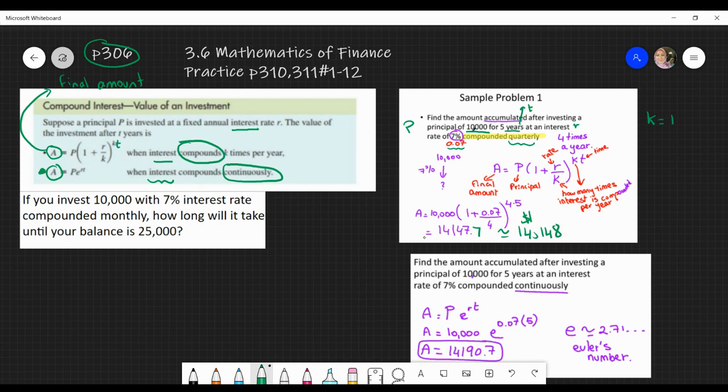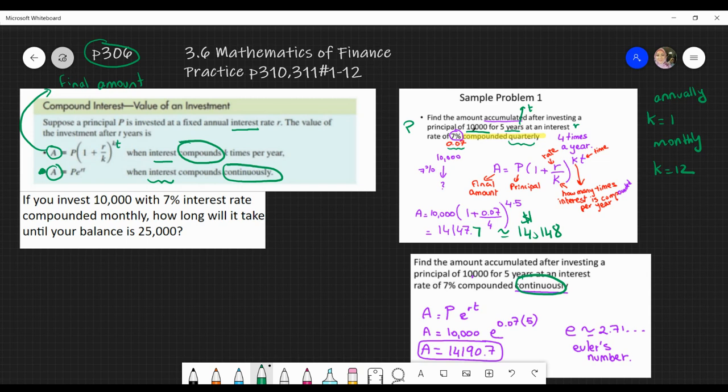Other values of K could be 1 if the word problem says annually, which means once a year. If the word problem says monthly, it will be 12. And for everything else, it will just say something like 6 times a year, 3 times a year, and so on.